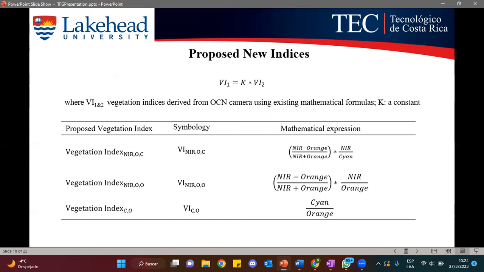So you can see for the first vegetation index, the first and the second, it's a combination between near orange multiplied by the simple ratio of near cyan and near orange. And as a third proposed vegetation index, we have a simple ratio between cyan and orange.